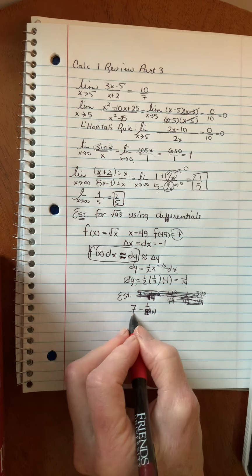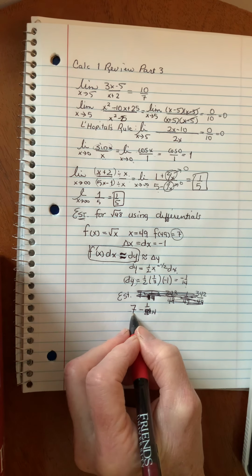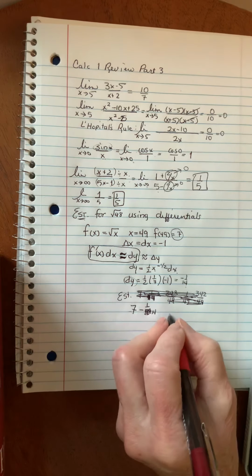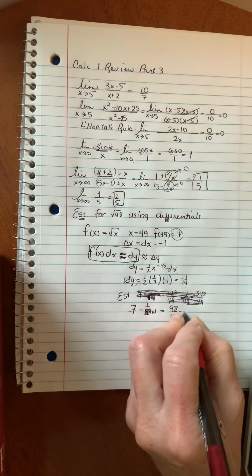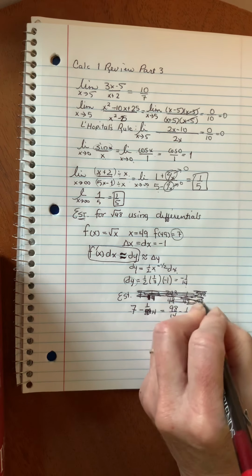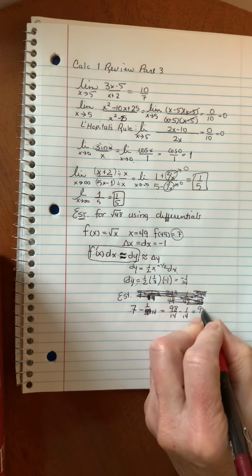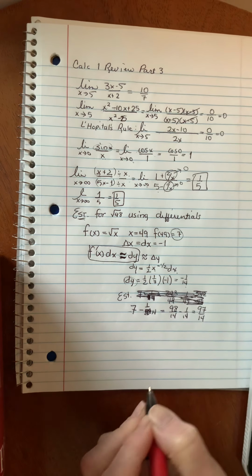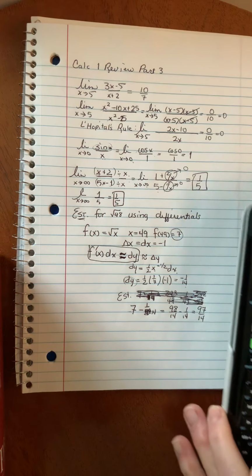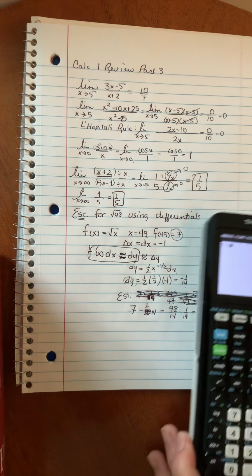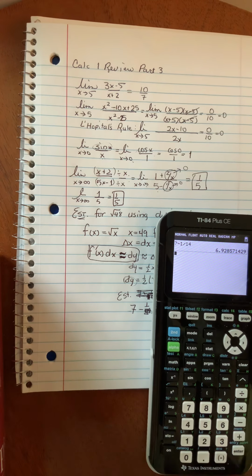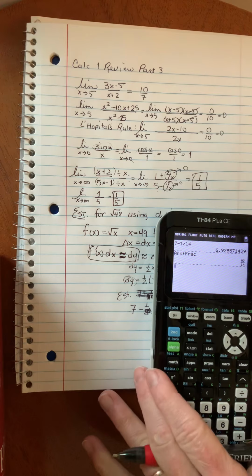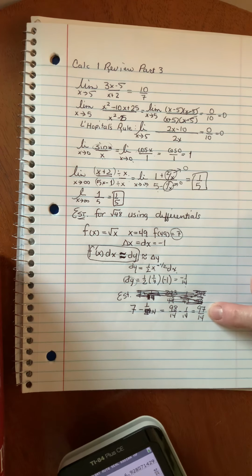Now, change this to 14s, okay? So 7 times 14 is 98. So we've got 98 over 14 minus 1 over 14. This was way off base, wasn't it? 97 over 14. Okay, so I'm going to check that. So 7 minus 1 over 14. Good thing I was checking my work. So it's about there. If I look for fraction, I get 97 over 14. Okay, so there's the right answer.